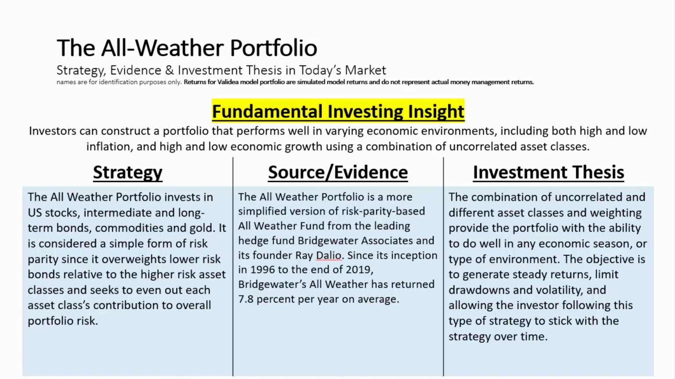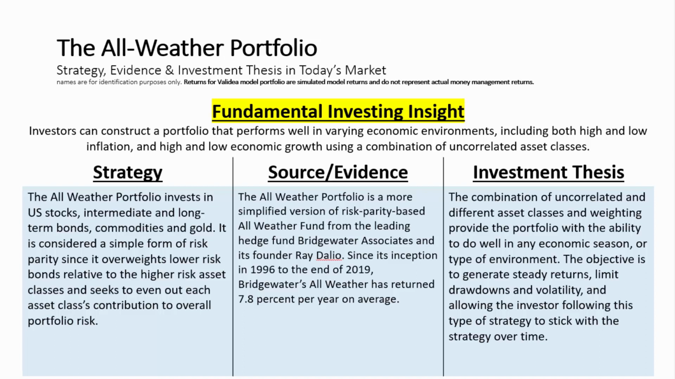At the strategy level, the all-weather portfolio invests in U.S. stocks, intermediate and long-term bonds, commodities, and gold. It is considered a simple form of risk parity since it overweights lower-risk bonds relative to higher-risk assets like stocks and seeks to even out each asset class's contribution to the overall portfolio risk.